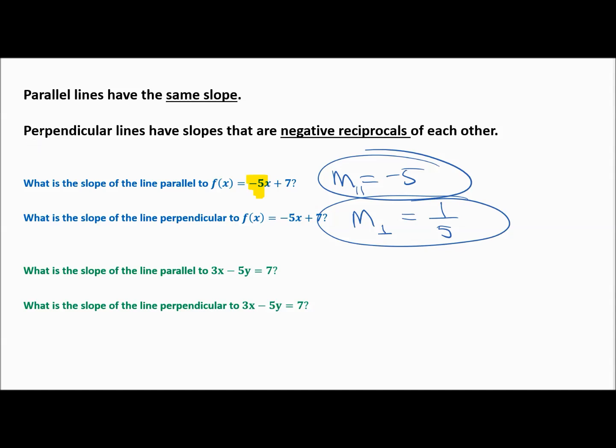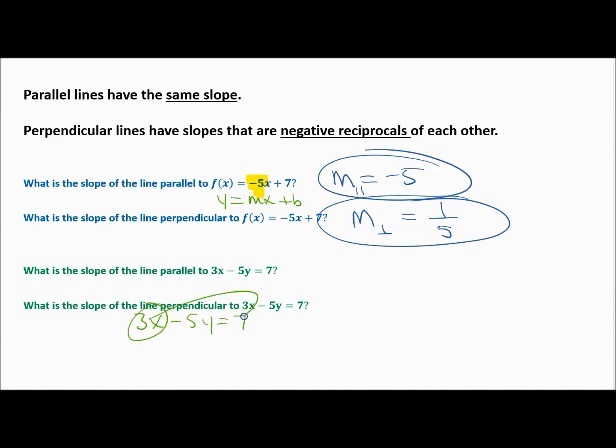So what is the slope of the line parallel to 3x minus 5y equals 7? Now here's a problem. Our blue problem up above was easier because that was in the form of y equals mx plus b. This one is not. So that's the first step. I'm going to go to the bottom of the screen and work on that. So right now we have 3x minus 5y equals 7.